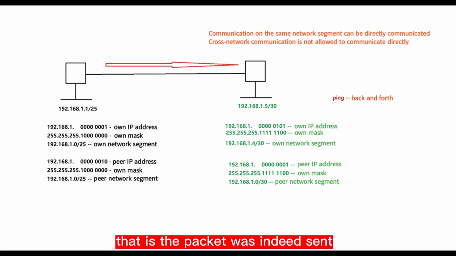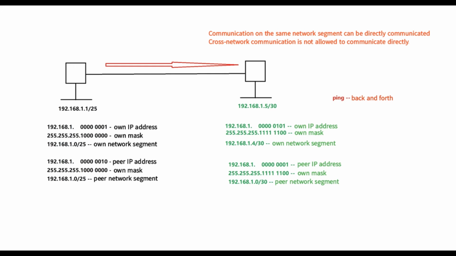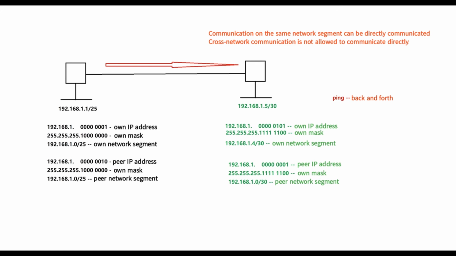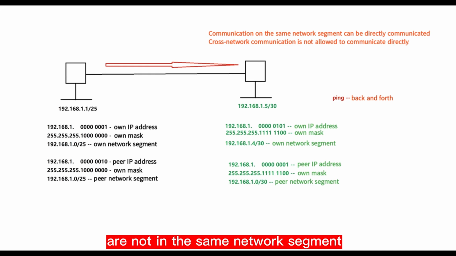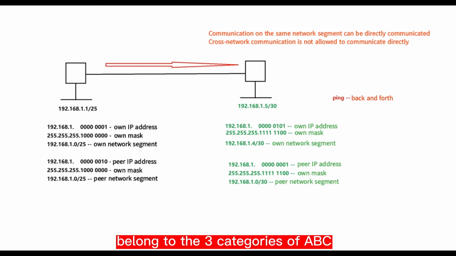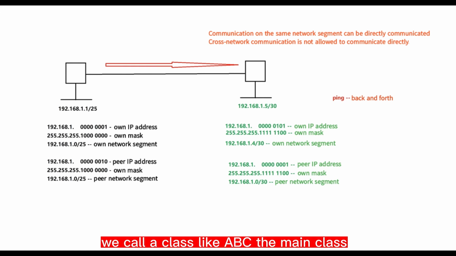That is, the packet was indeed sent. PC1 sends a packet to PC2, because PC1 thinks that the two are on the same network segment. But PC2 did not reply the packet to PC1, because PC2 thinks that the two are not in the same network segment. Then everyone will find that no matter which mask, it does not seem to belong to the three categories of ABC we talked about before. We call a class like ABC the main class.